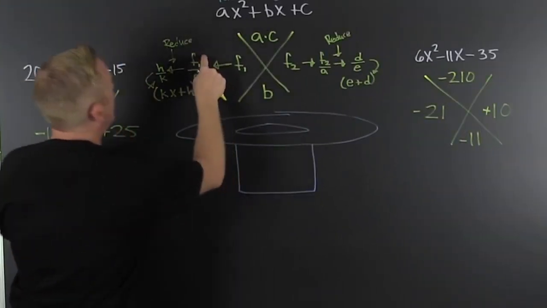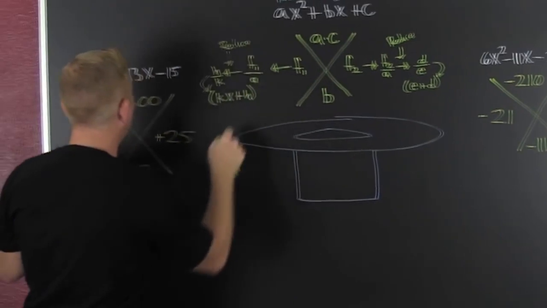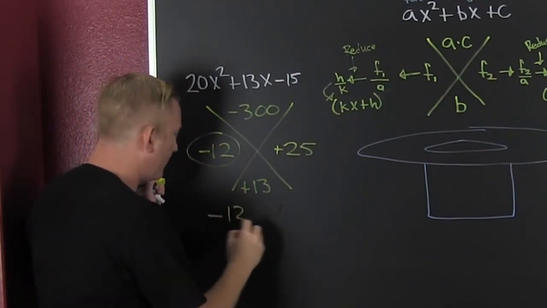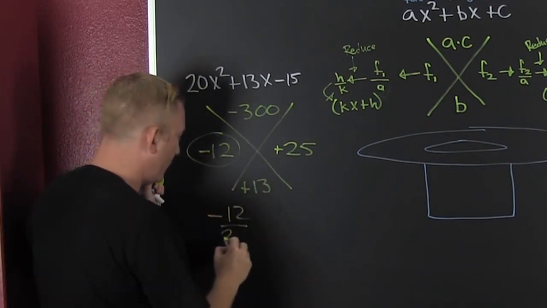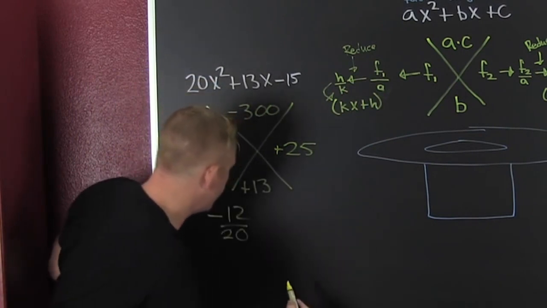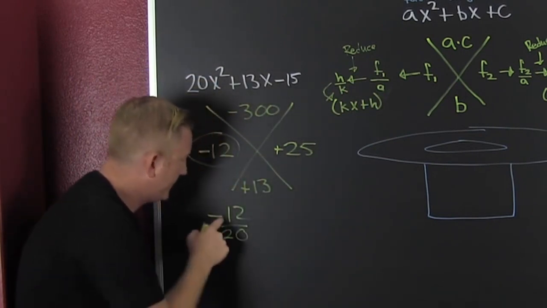So I'm going to write that one over the leading coefficient. So that's minus 12 over my leading coefficient, 20. And then I'm going to reduce. So magic's about to happen.